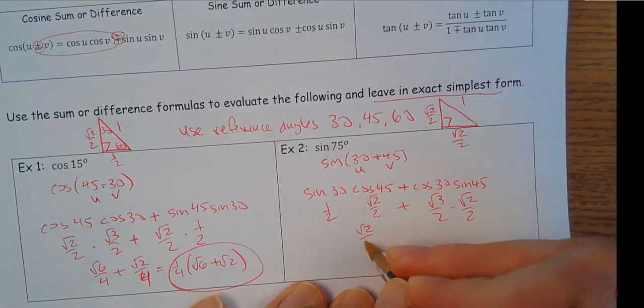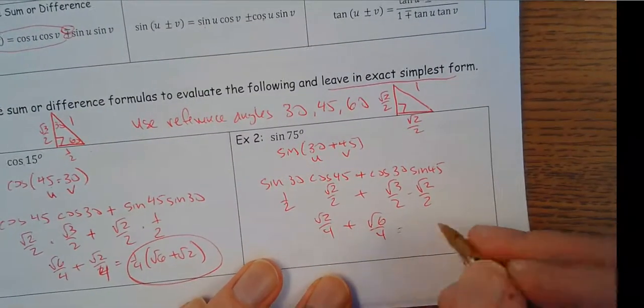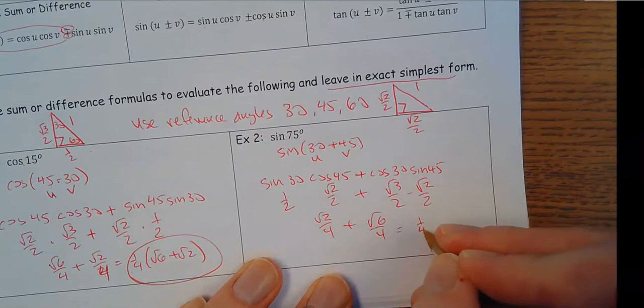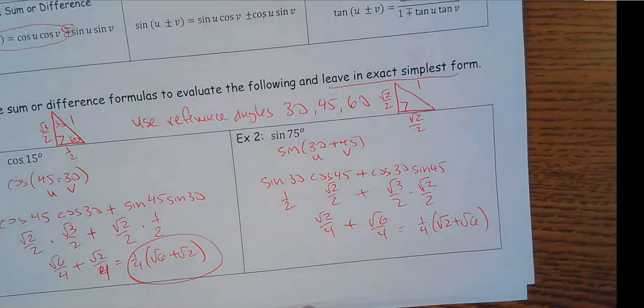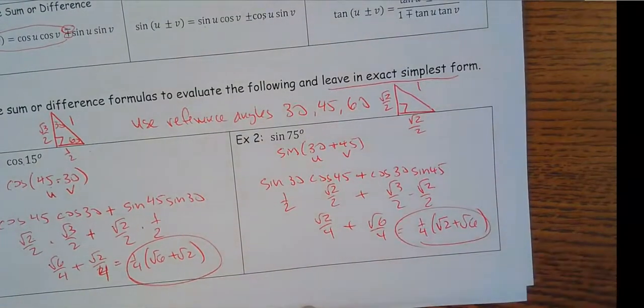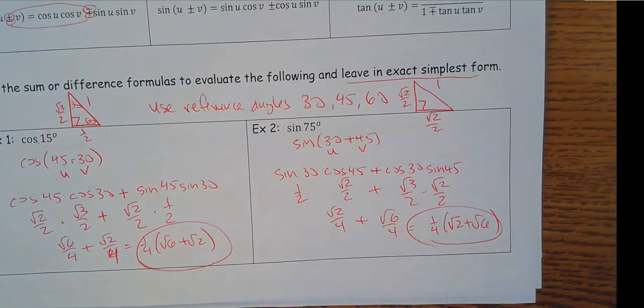So it'll be radical 2 over 4 plus radical 6 over 4. Again, you could take out a fourth if you want. Think of that as radical 2 plus radical 6. Yeah. So it's actually the exact same answer. You know, those are the exact same thing.